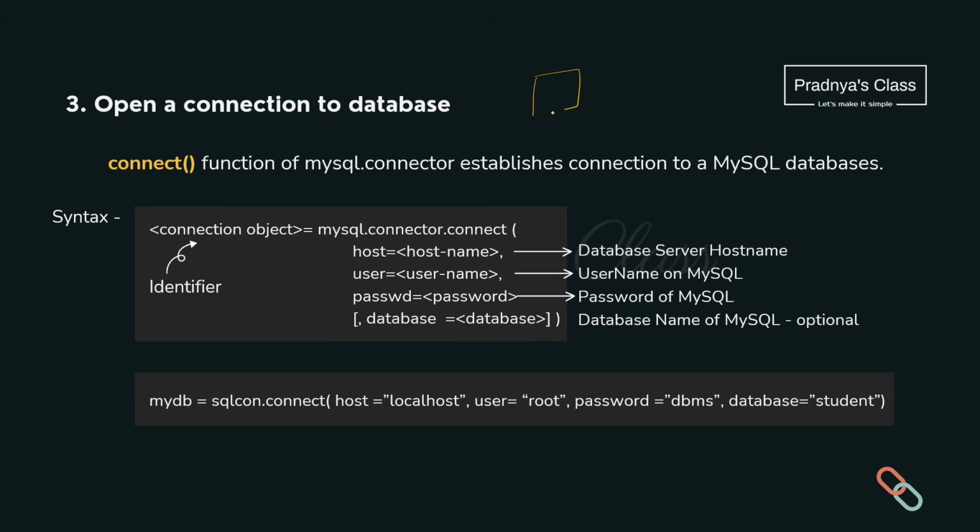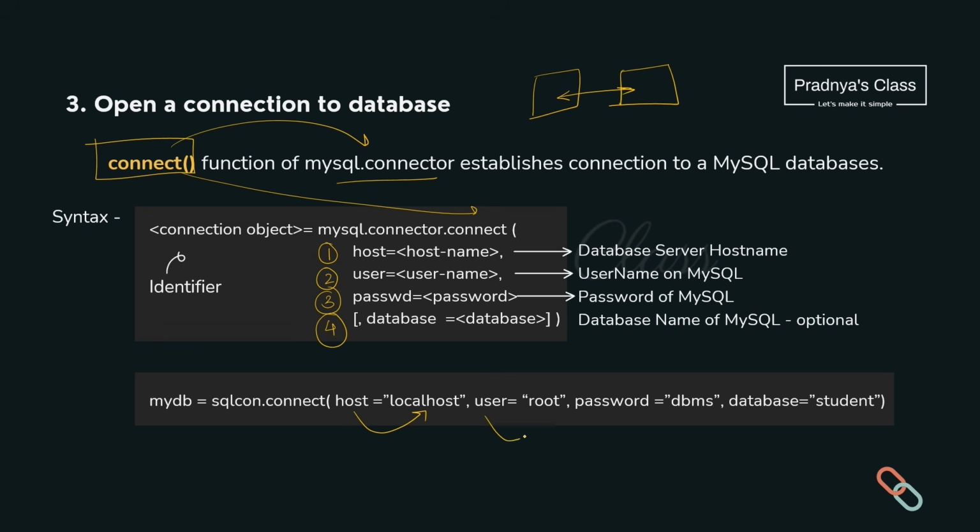Now we are establishing the connection between MySQL and Python. For that we will be using the connect function of this module mysql.connector. The connect function takes 4 parameters. The first one is host, the second one is user, the third is password and the fourth one is database. We need to just keep in mind host will be localhost and user will be root. These two values will be fixed. But what about the password? This is the password which you entered while installing the MySQL software.